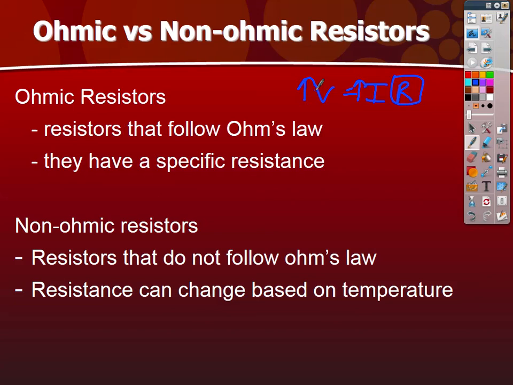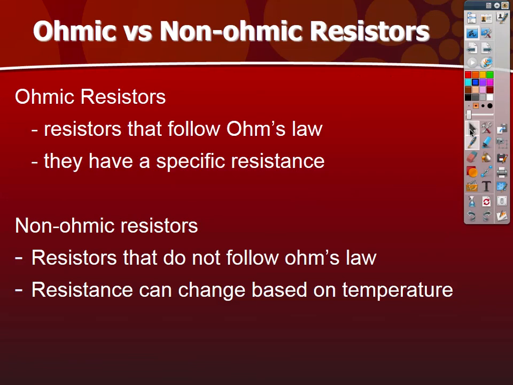A non-ohmic resistor is one that does not follow Ohm's law. The resistance will change based on temperature. What we mean by that is, if I double the current, the voltage may not double. Maybe it quadruples, maybe it doubles, maybe it only halves. That's because the resistance is altering as well, so we don't have any constants. None of this stuff is constant. There's no good relationship I can develop from one thing to the next. There's just a changing in resistance.